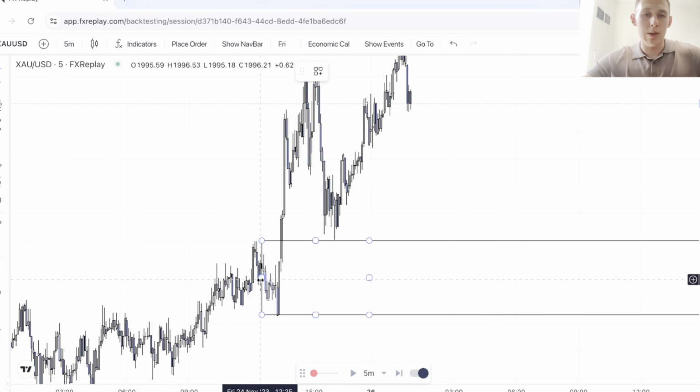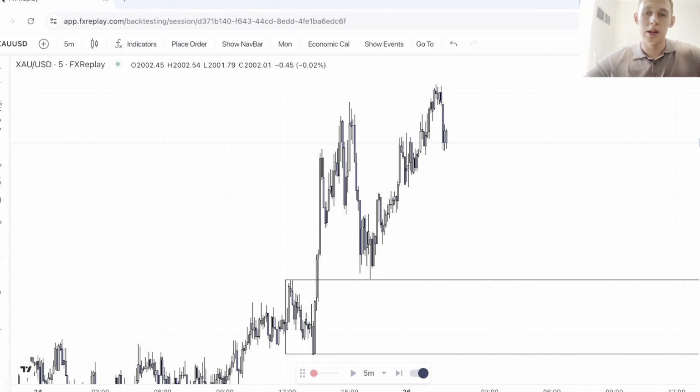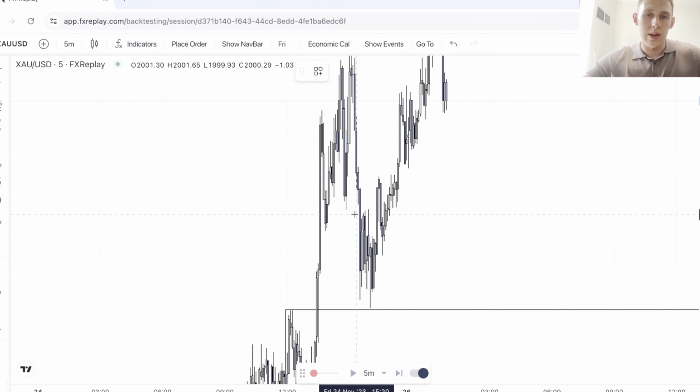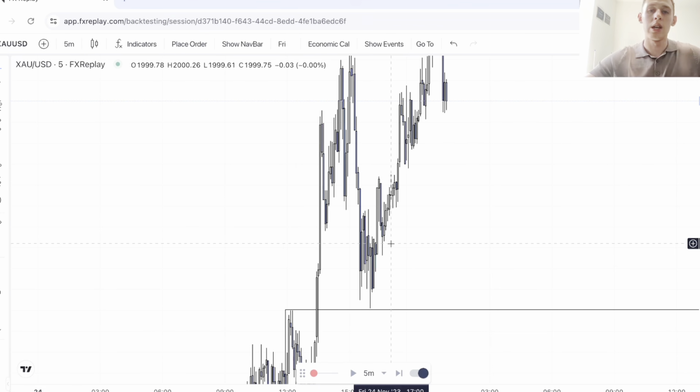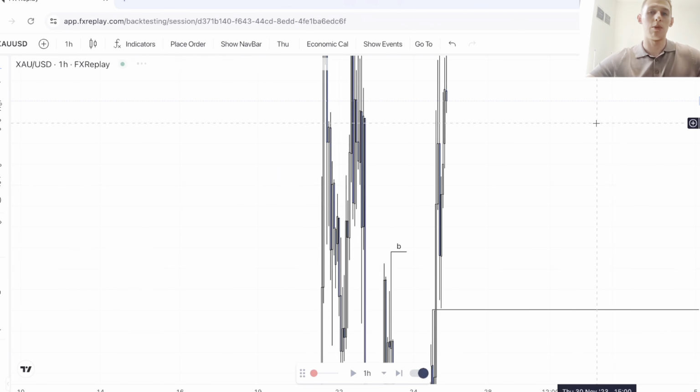So actually we played that too quickly once again. So the entry would have been on this area of demand in here. You can see how price swept the low, broke structure, retest into demand. But I played price too quickly, so we missed it.